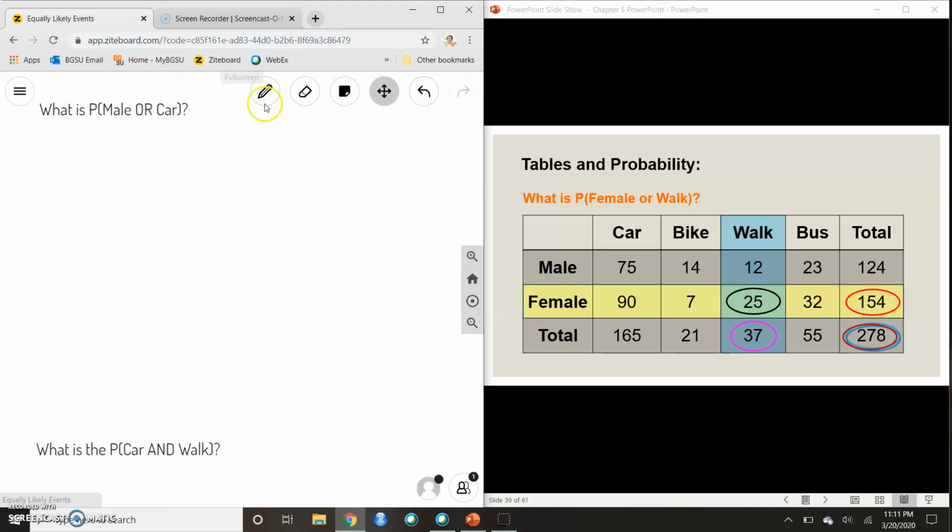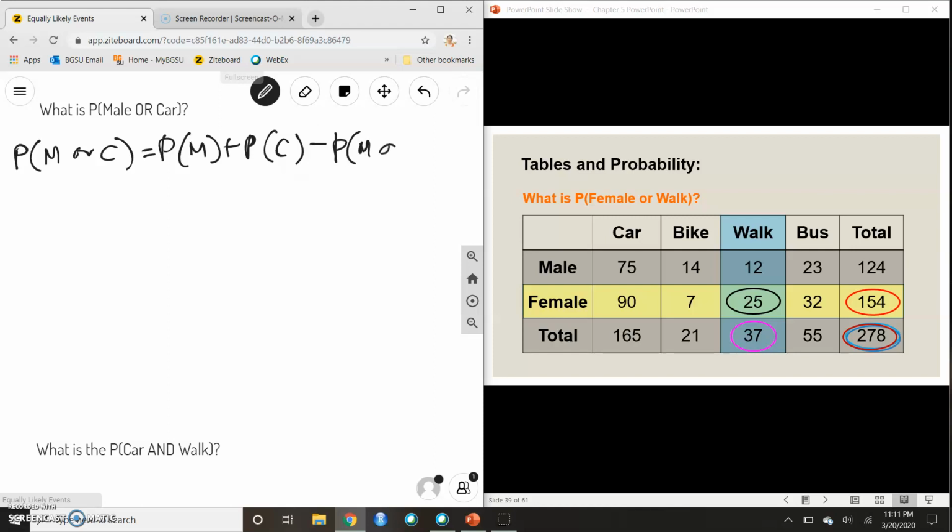Now the next example is another OR event. So let me just write it out quickly before we look at the table. So probability of male or car is equal to probability of being male plus probability of taking a car minus their intersection. So probability of being male and taking car.